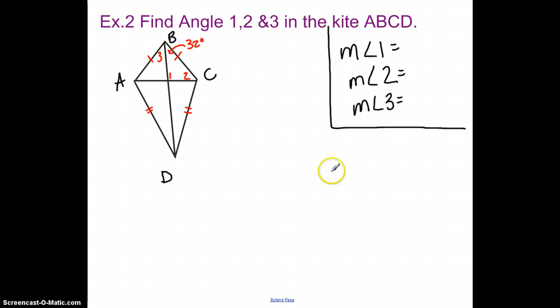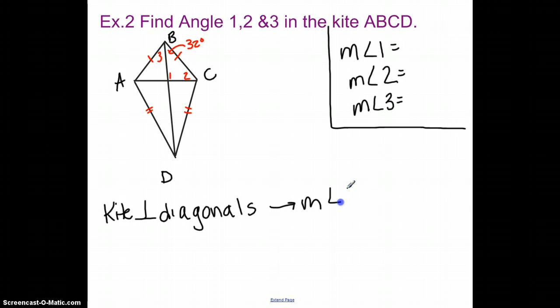Now, in a problem like this, out of all the angles up here, the easiest to find is probably angle 1. We know that in a kite the diagonals have to be perpendicular. So if a kite has perpendicular diagonals, then that means the measure of angle 1 has to be 90.